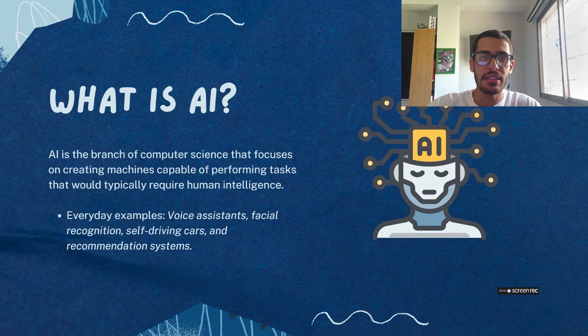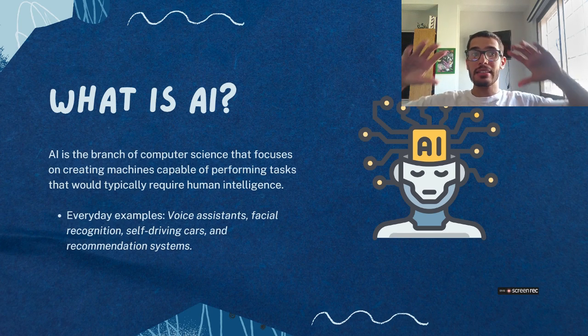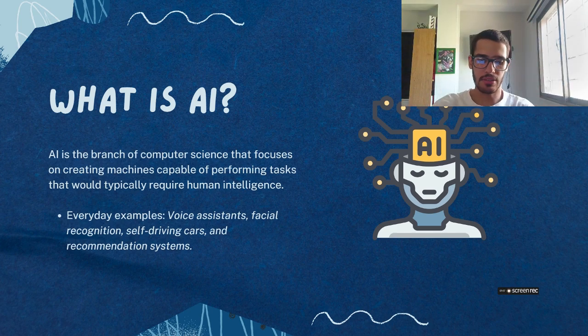First of all, what is AI? AI is the branch of computer science that focuses on creating machines capable of performing tasks that would typically require human intelligence. It's a branch, but nowadays it's like a whole field out of it. There's a lot to it, like machine learning and deep learning.